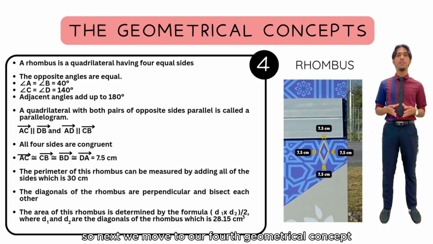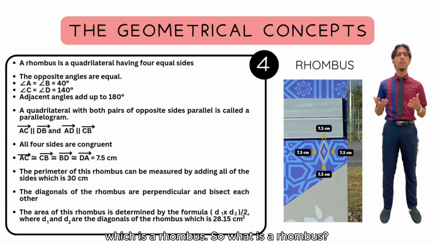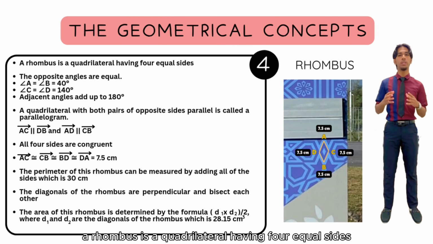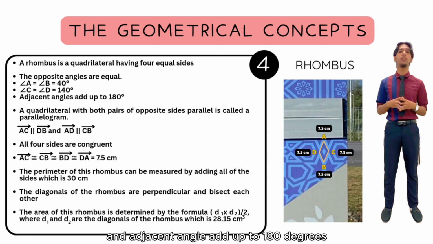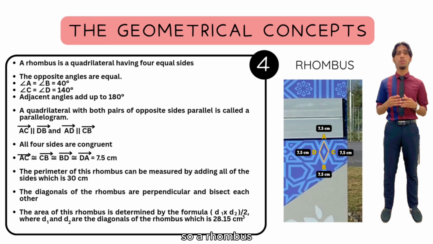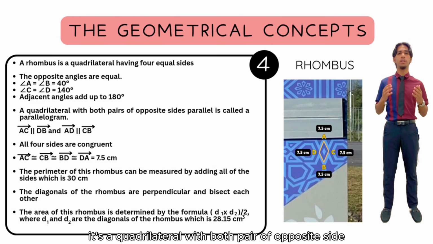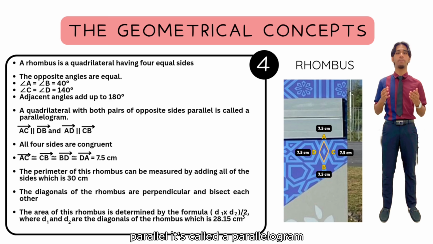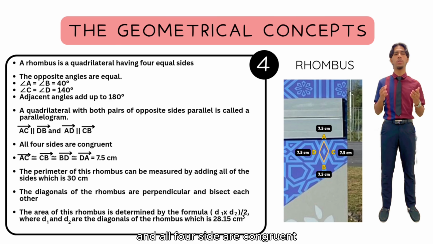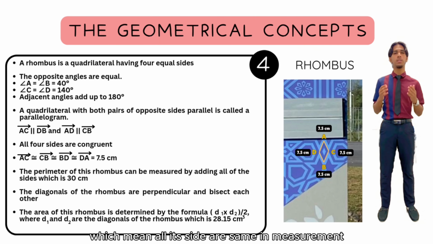So next, we move to our fourth geometrical concept, which is a rhombus. So what is a rhombus? A rhombus is a quadrilateral having 4 equal sides, and the opposite angles of it are equal, and adjacent angles add up to 180 degrees. So a rhombus is a quadrilateral with both pairs of opposite sides parallel. It's called a parallelogram. And all 4 sides are congruent, which means all its sides are the same in measurement.